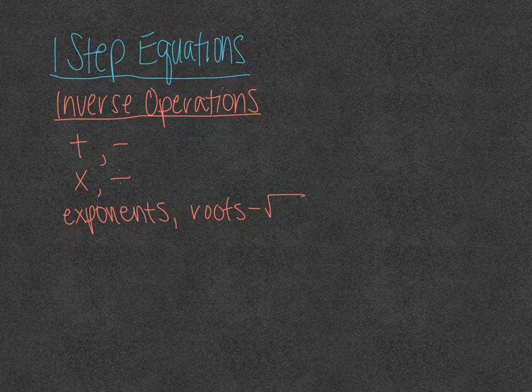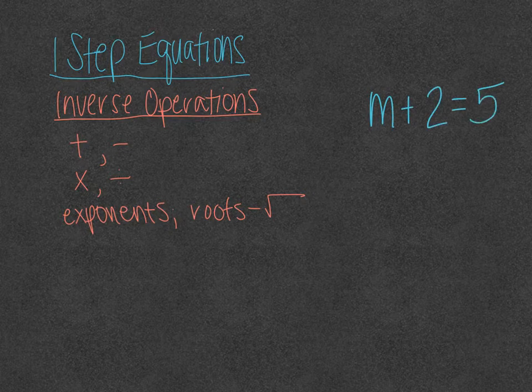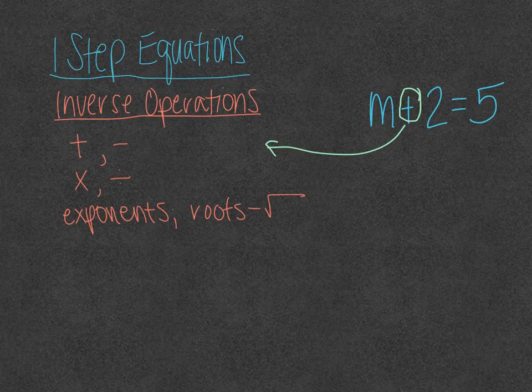So an example of how to solve a one-step equation would be m plus 2 equals 5. Now, Mrs. Leganke and I both want you to just practice and get in the good habit of showing your work. So m plus 2 equals 5. The inverse of adding is subtracting. So you're going to subtract 2 from both sides of the equation.